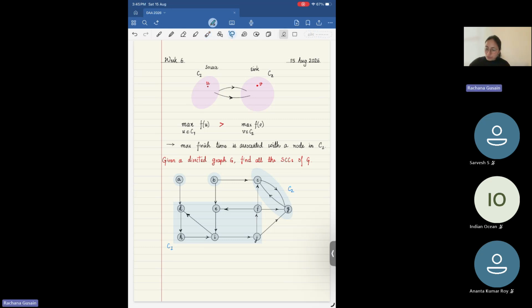So now let's look at this problem. Given any graph, I want to identify all the strongly connected components. I want to design an algorithm for this problem. Any ideas?